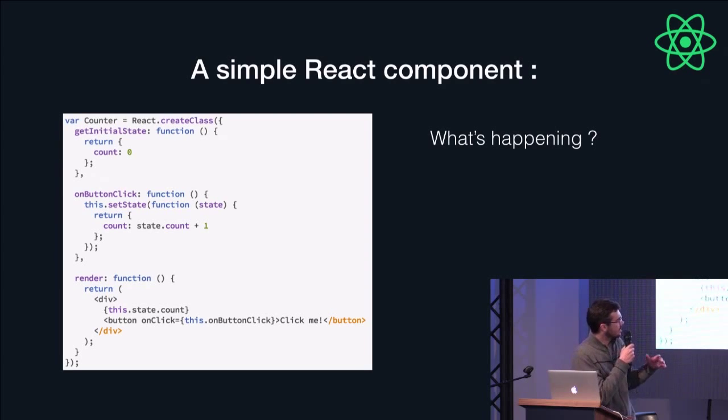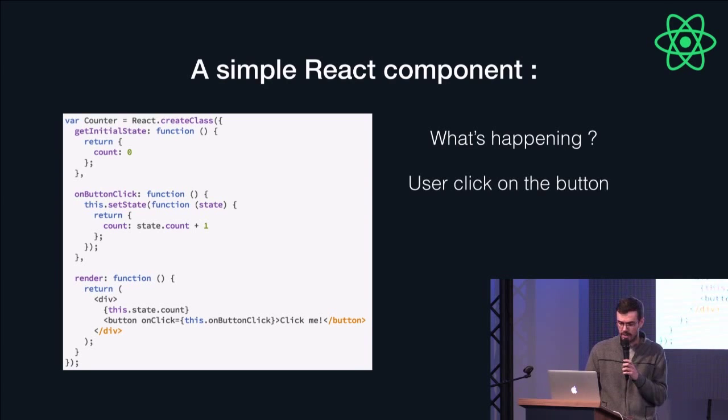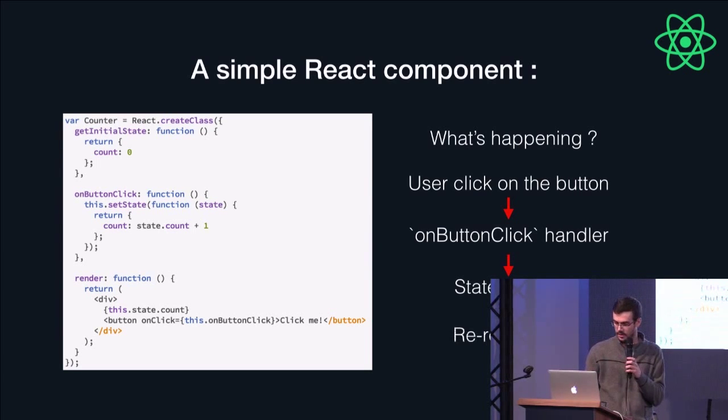So let's look at a very simple component. It's a counter component. It displays a number and a button. And when the user clicks on the button, the number is increased. So let's try to describe precisely what's happening in this component. When the user clicks on the button, the on-button click handler is called. It sets the state of our component, which triggers re-rendering. OK, seems good. Pretty simple.